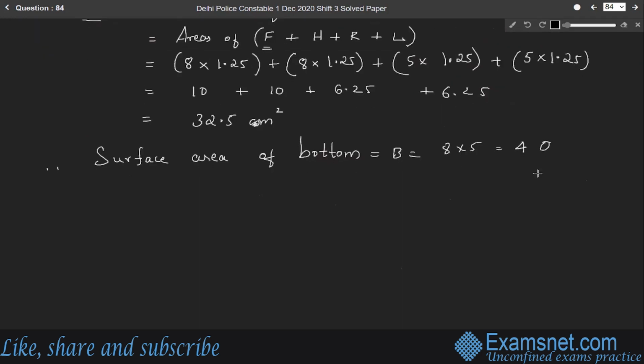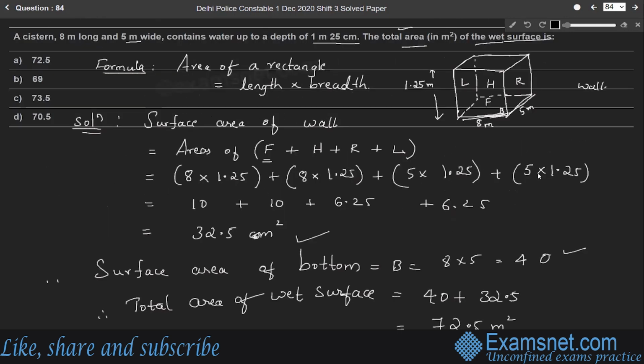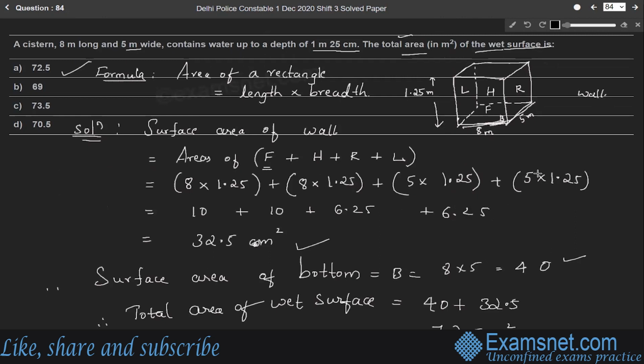Therefore, the total area of the wet surface is equal to the area of the bottom, that is 40, plus the area of the walls, that is 32.5, which is equal to 72.5 meters square. Therefore, the answer is 72.5, option A.